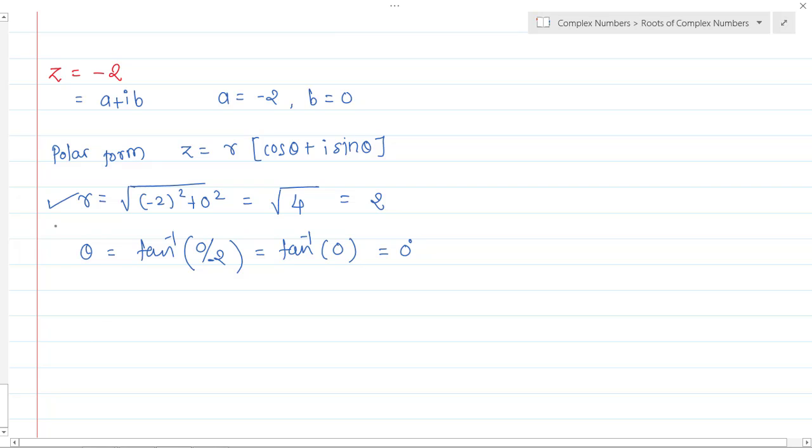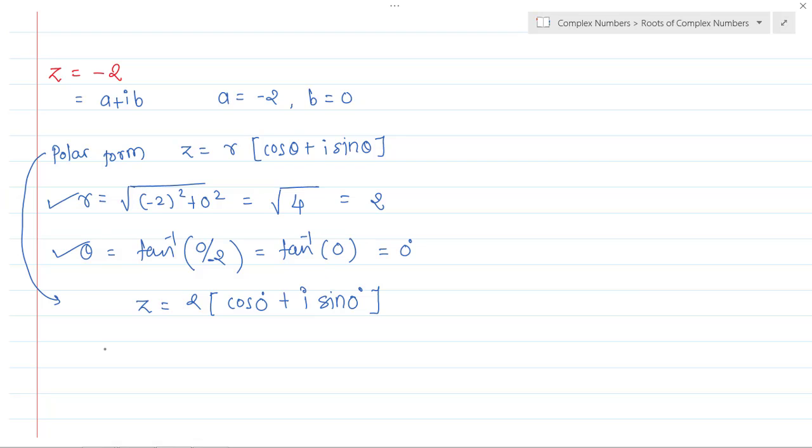So you get the value of r, you get the value of theta. We can easily write down the polar form, which is z is equals to r, how much? It is 2. 2 into cos of 0 degree plus i sin of 0 degree. Is it okay? Yes, sir. Oh, we missed something here. It's a minus, it's a negative sign there.